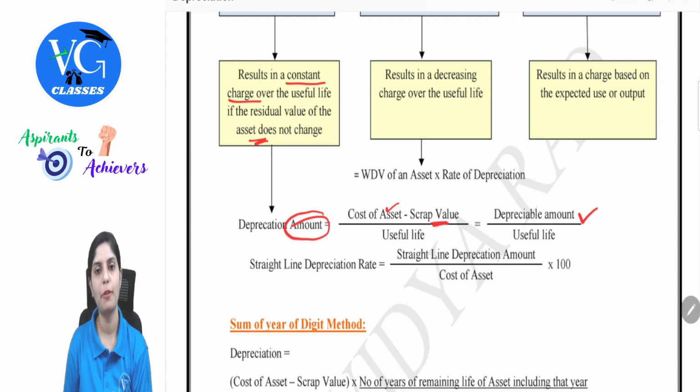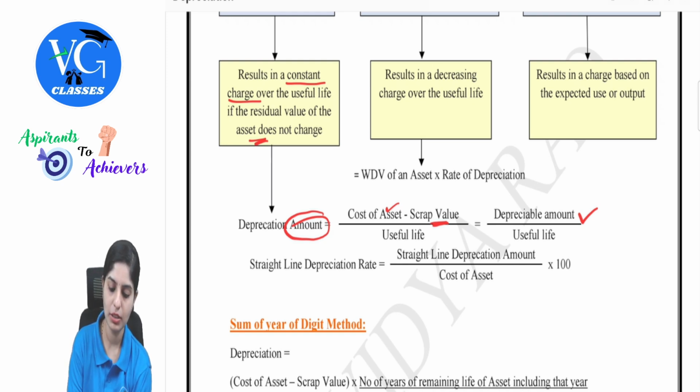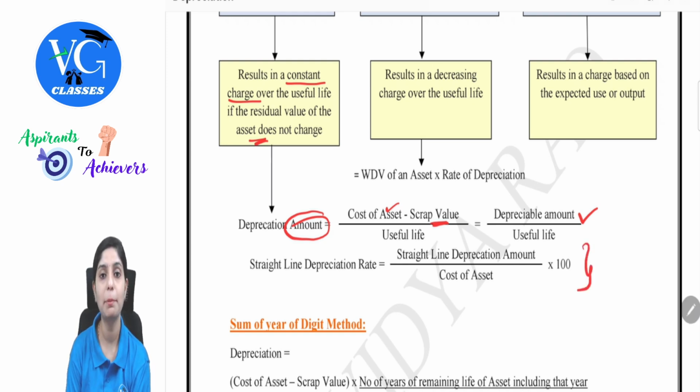So, in case you have to calculate rate of depreciation on straight line basis, you can just apply this: straight line depreciation amount divided by cost of the asset into 100. I hope this was clear to all of you with respect to straight line method of depreciation.